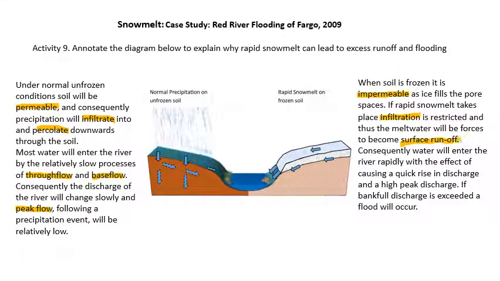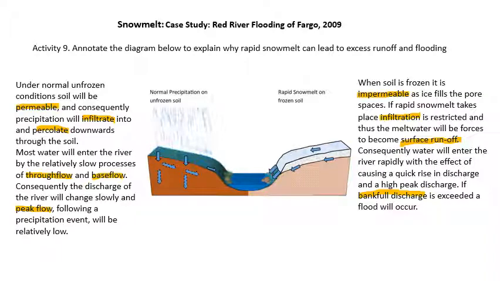So no meltwater can move into the ground through infiltration, and no more water can move from the ground into the groundwater store through percolation. Consequently, water will enter the river rapidly because it's just melting and running straight off, as you can see in that diagram. Because of that, the effect will be a quick rise in discharge and a high peak discharge. If bankfull discharge, so the amount of water that the river can hold, is exceeded, a flood will occur.